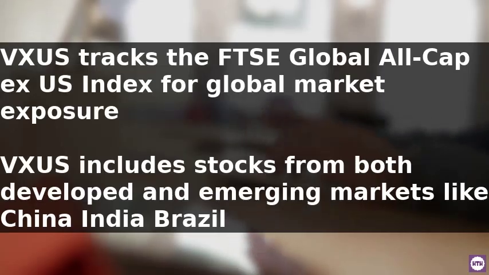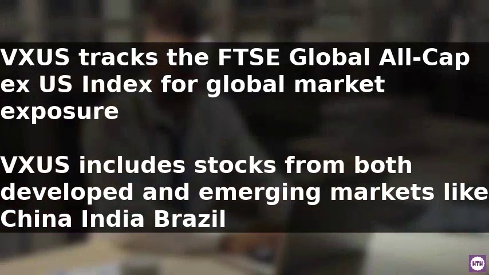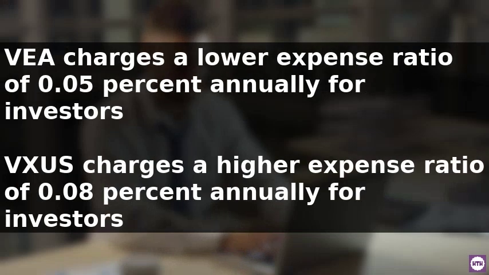In terms of expense ratios, VEA charges 0.05%, while VXUS charges 0.08%, making VEA a more affordable option. The higher expense ratio of VXUS affects its potential returns, as the fund manager deducts this amount at the end of the year.